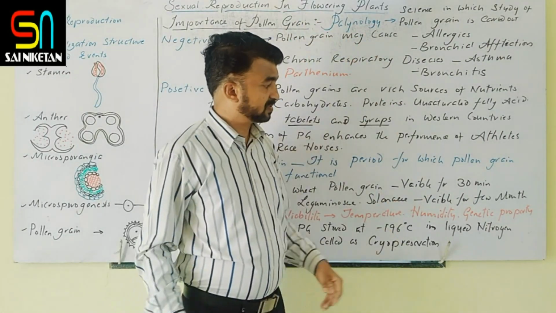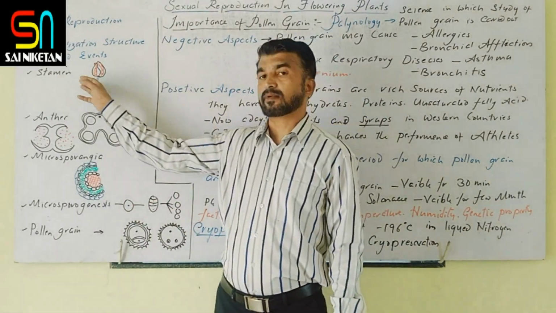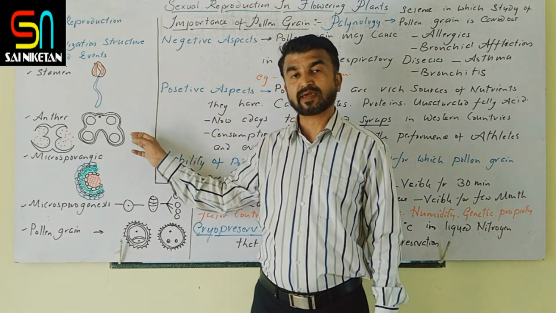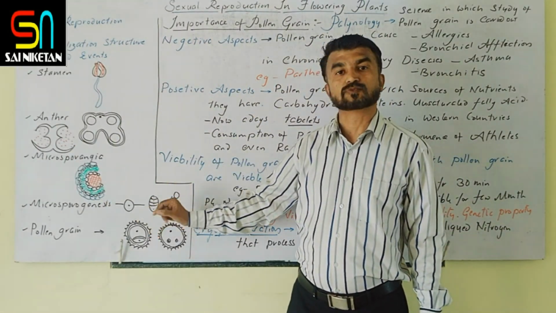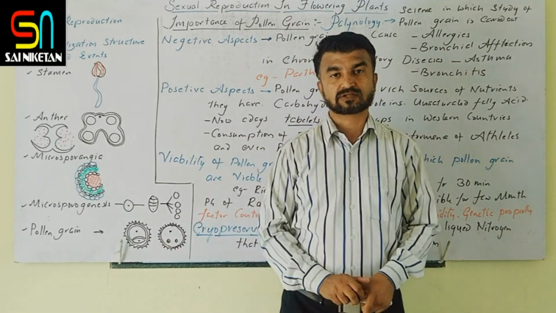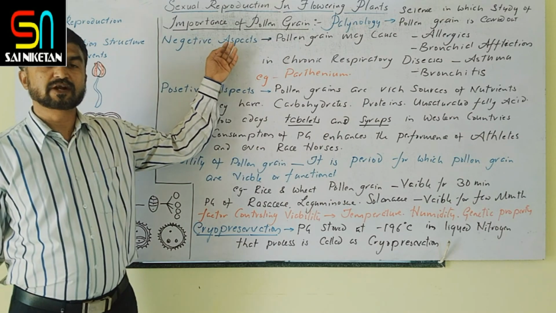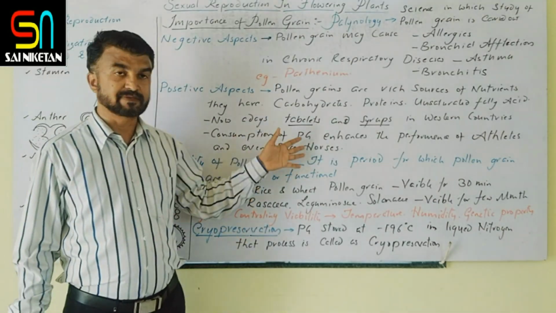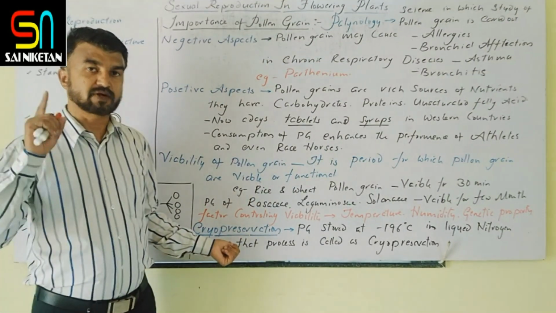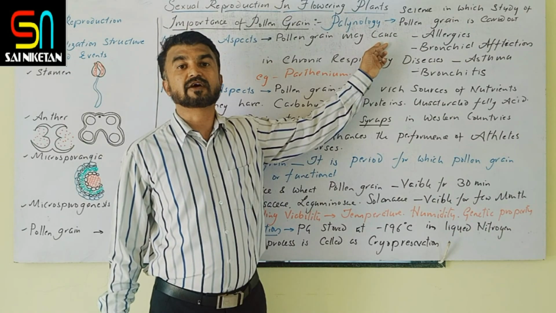Clear? So this is about the male reproductive part, where we covered the stamen, anther, young anther and mature anther, microsporangia, microsporogenesis, pollen grain structure and the importance of pollen grain. Under that, the importance of pollen grain, either negative or positive aspect. Viability of pollen grain is a separate topic. A 1 mark question is going to be asked on cryopreservation, or palynology is a 1 mark definition.